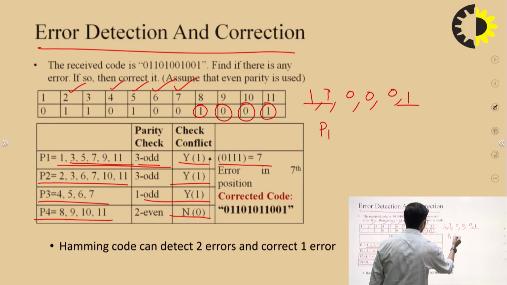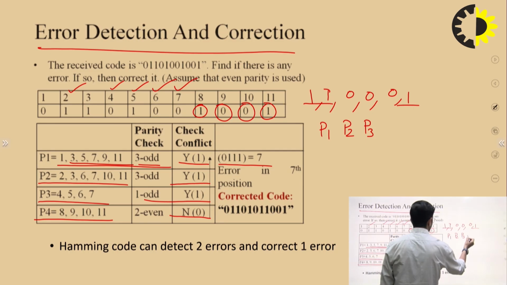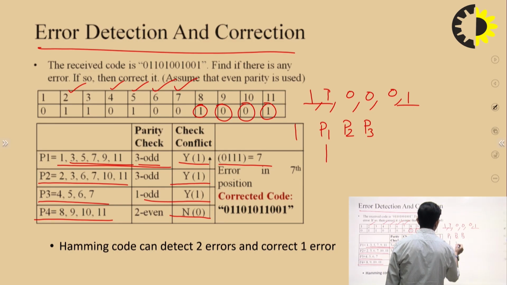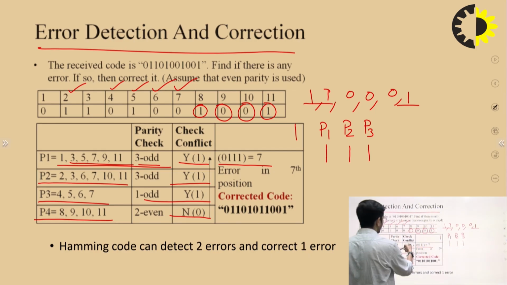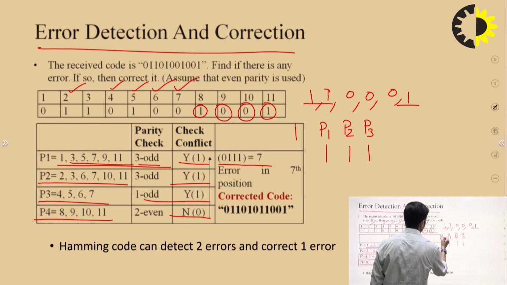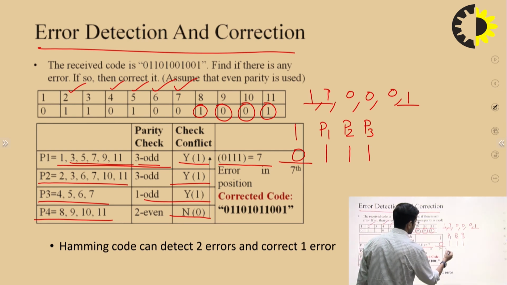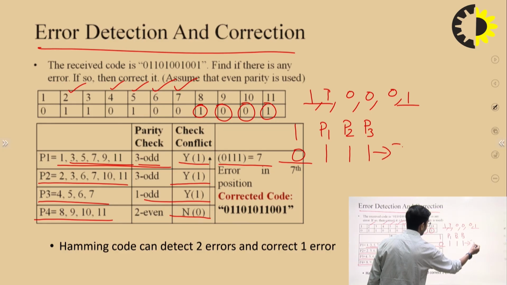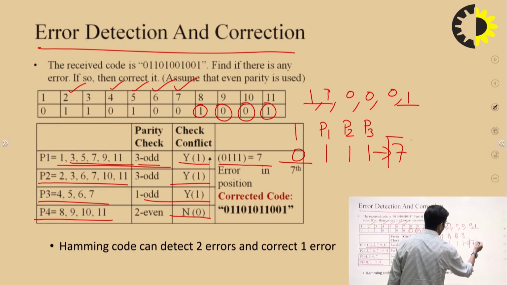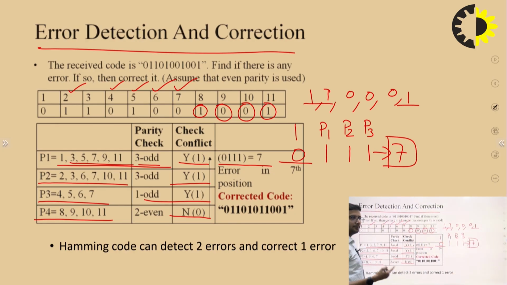So P1, P2, P3 should be 1, 1, 1 because we have to make an even parity. So these 3 bits should be 1, whereas P4 should be 0 because this is already in an even parity form. So it will be equivalent to 0, 1, 1, 1, which is equivalent to 7. That means there is an error at the 7th bit.